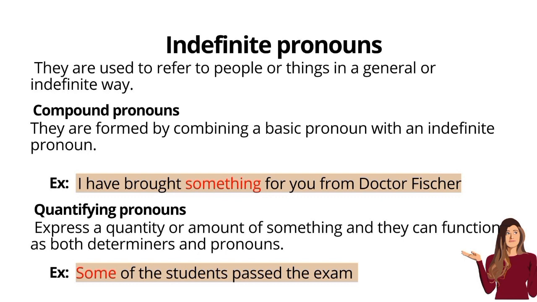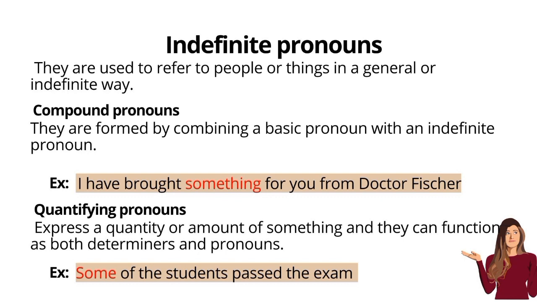"I have brought something for you from Dr. Fisher." The pronoun is "something," which combines the prefix "some" with "thing," a noun. Then there are the quantifying pronouns, which express a quantity or amount of something, and they can function as both determiners and pronouns. Let's take a look at the example.